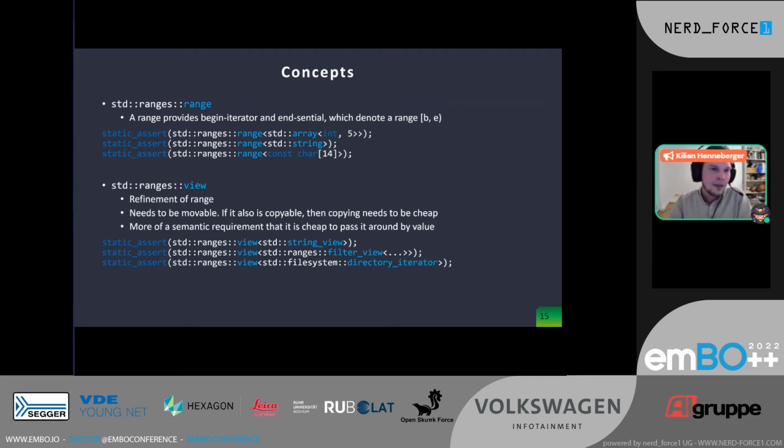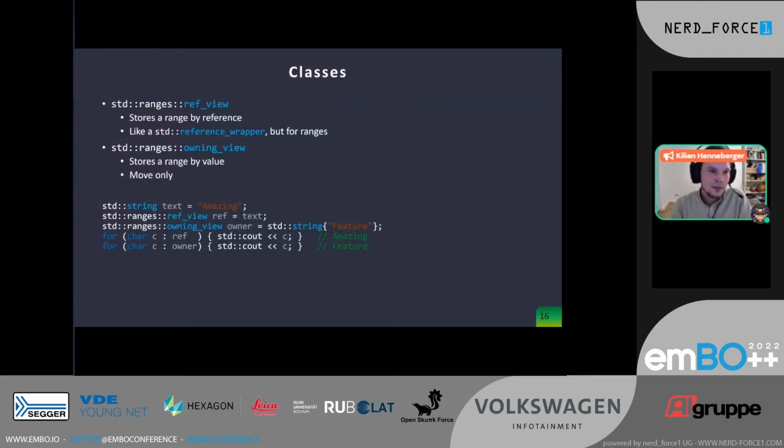Okay, then we have two classes, which I want to briefly mention. Std ranges ref view and std ranges owning view. These are both ranges, and these are even views, and they provide the classic view interface like begin, end, size, empty, and so on. And what they do is they just wrap another range. The difference is that ref view stores the range by reference, and the owning view stores the range by value. And I've shown this in the example here.